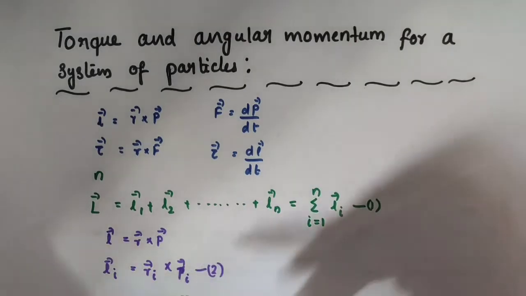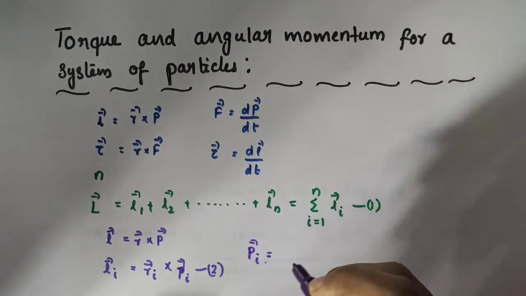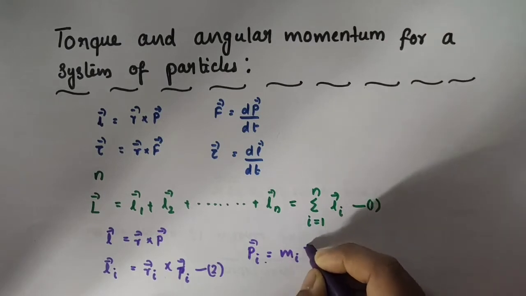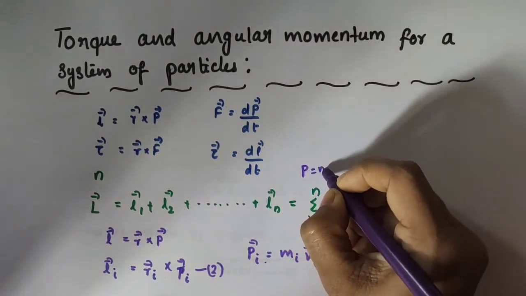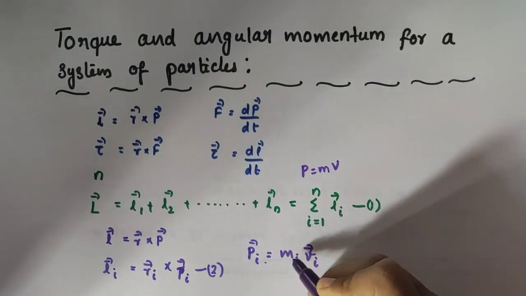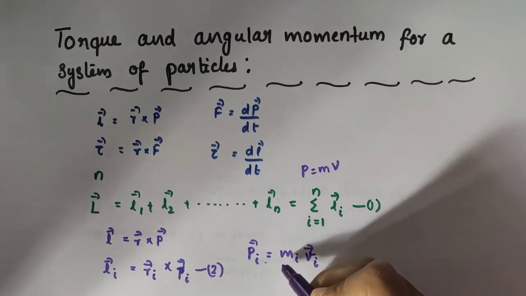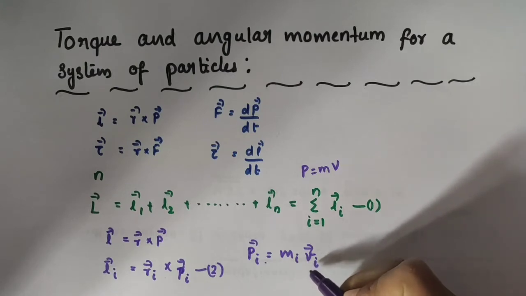Then, what is vector Pi? Vector Pi is the linear momentum of the ith particle, which can be written as mi into vector Vi, because momentum P is equal to mass into velocity. So the momentum of the ith particle can be written as vector Pi is equal to mi into vector Vi, where mi is the mass of the ith particle and vector Vi is the velocity of the ith particle.